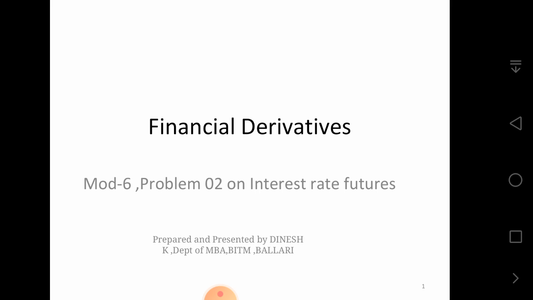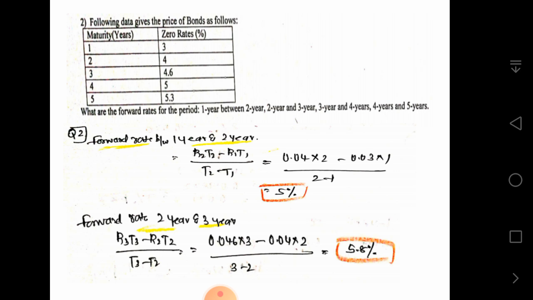Okay, let's look at the question here. It's a very simple question. It is a sub-part of question 1 that we have already discussed. It asks you for the forward rates, that is, the forward rate between years 1 and 2, between 2 and 3, between 3 and 4, and between 4 and 5. As I said, when we want to calculate the forward rate, the basic thing we need is the zero rates.